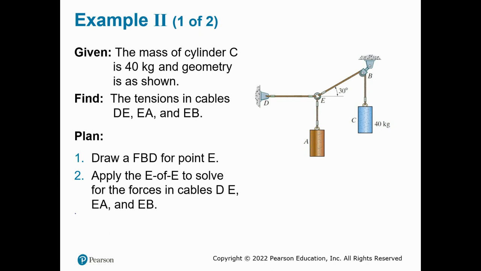So we have a tension from this cable going over this pulley. But the tension from EB and the tension from CB are going to be the same. It's both pulling because they use the same cable. And that tension will equal the weight of the cylinder.